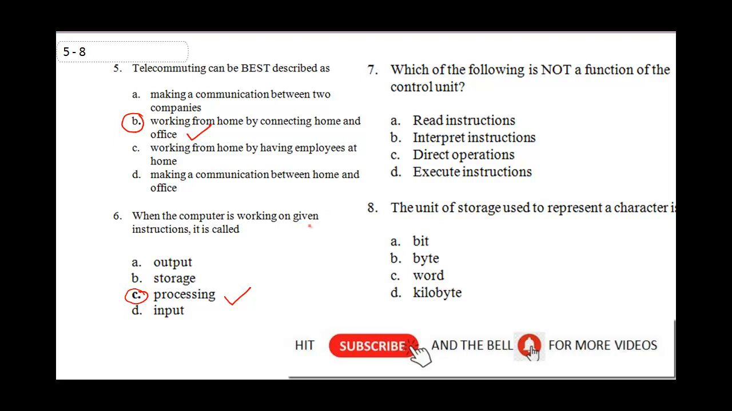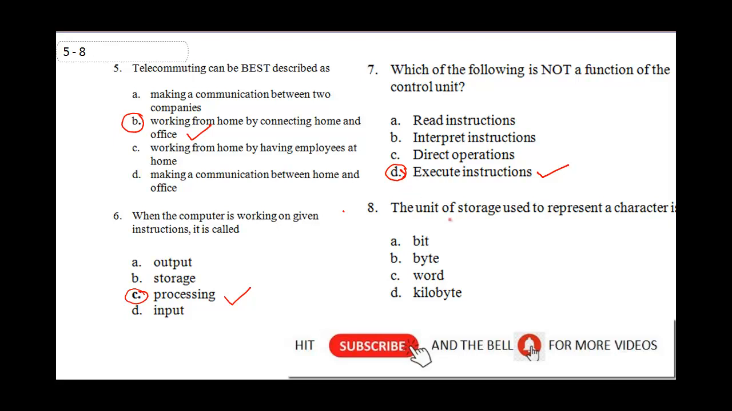Execute the instruction. No, the control unit does not execute instructions. What the control unit does is direct. Then the execution of instructions is done by the ALU. That's the arithmetic and logic unit. So our correct answer in number 7 is B.